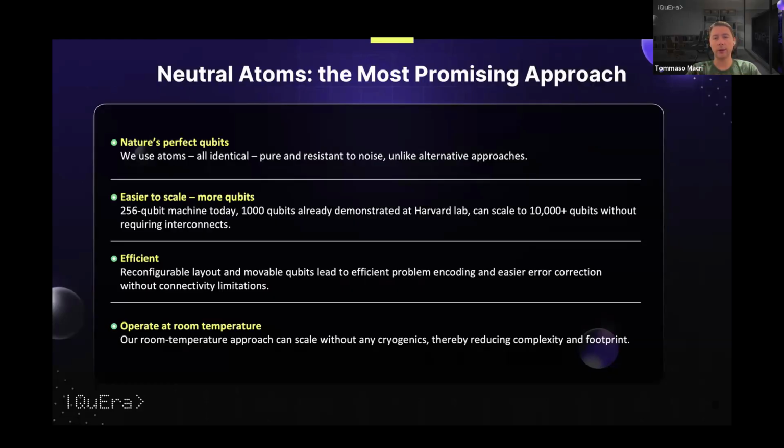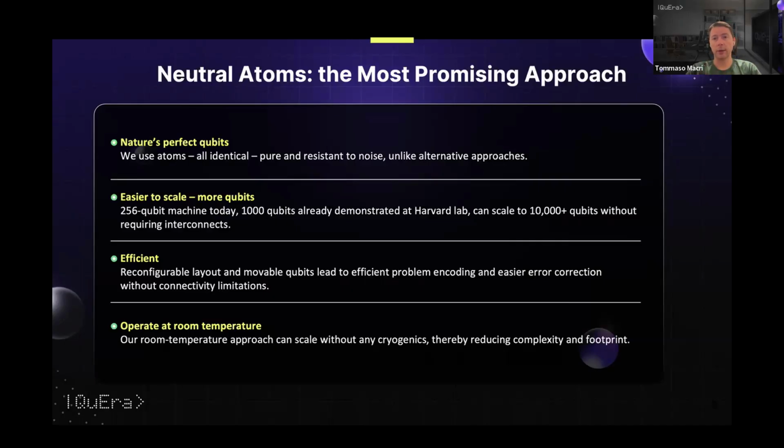Secondly, right now we have systems with hundreds of qubits. We have demonstrations with a few thousands of qubits at the Harvard lab. The latest demonstration reached 3,000 qubits, and this was a result from a couple of weeks ago. And we believe that our systems can scale up to several tens of thousands of qubits without requiring complex interconnects.